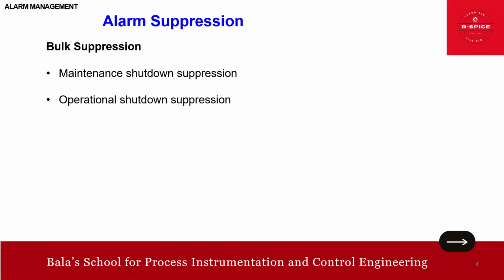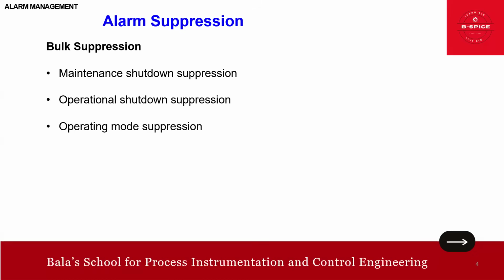Then operational shutdown: the process is offline here, but inventory is still held within. This action may require supervisor authorization. We need to get authorization from the higher authority. It may be activated by the BPCS if it detects certain measured criteria which confirm that the plant or the unit is shut down. The BPCS can also automatically remove the suppression if its shutdown criteria are not maintained, or it may be removed manually. So this is the other kind of bulk operation, the operational shutdown.